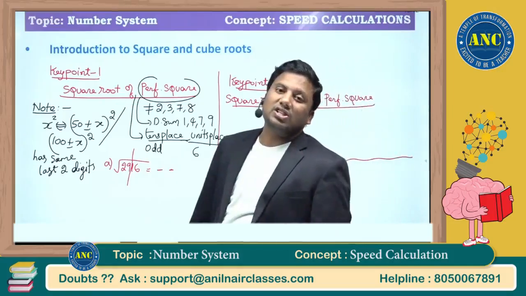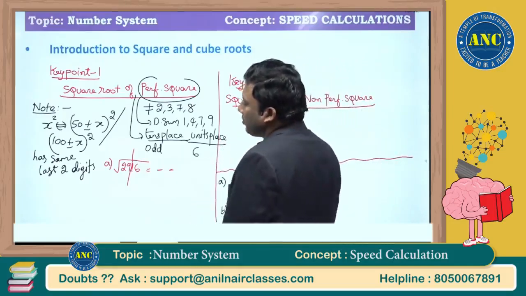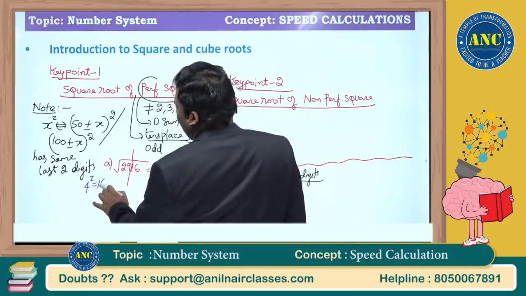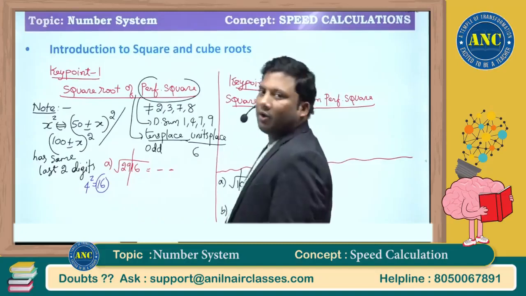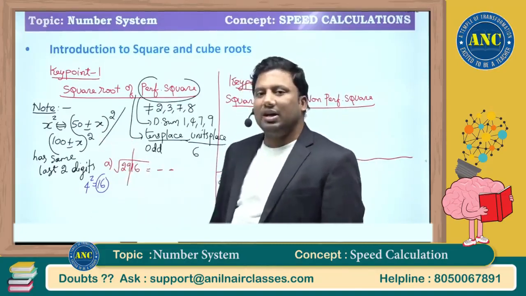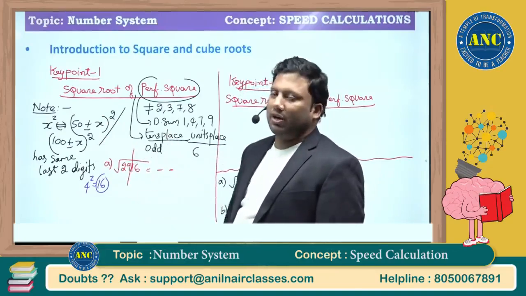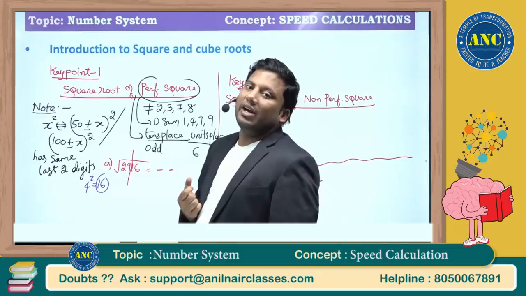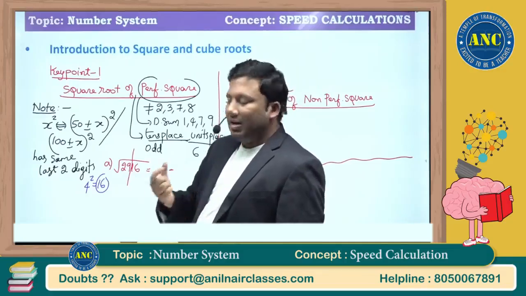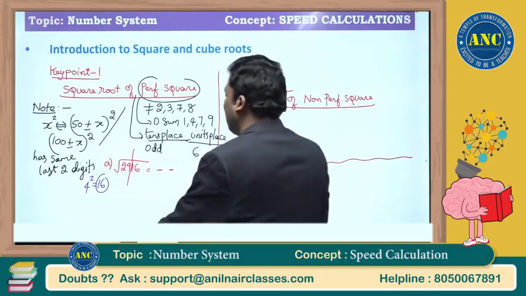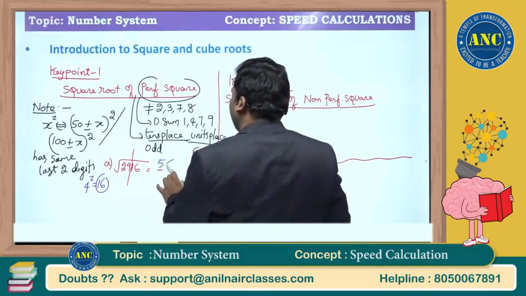What is the smallest number which on square gives 16? 4 square is 16. I hope it is clear. Now, what are the other numbers? 50 plus 4, 50 minus 4. 50 square is 2500. 2916 is greater than 2500, so the answer will definitely be 54.